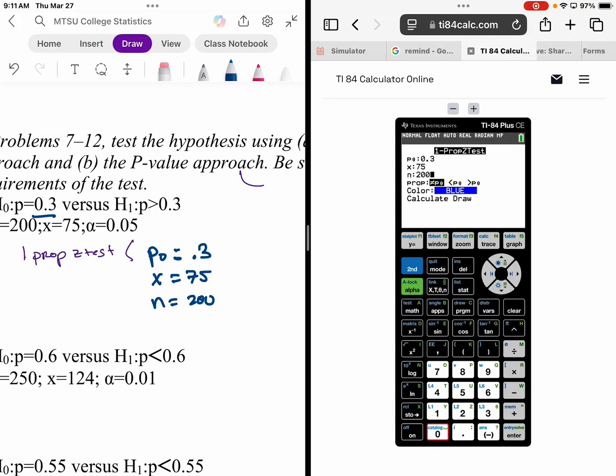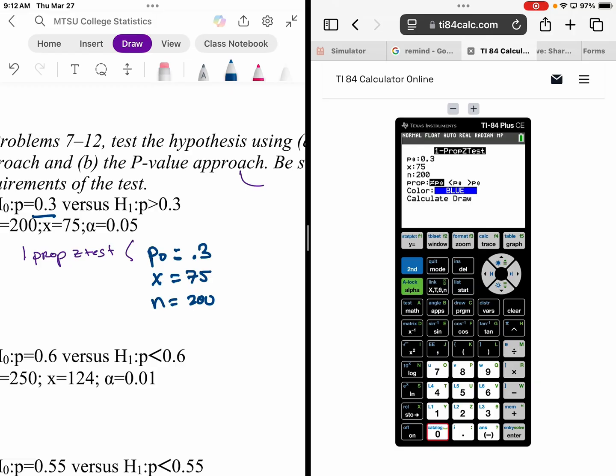If they just give us a proportion, like they give us the P and they give us a total number of the sample, but they don't tell us how many, then we would have to multiply whatever that proportion is times our sample size and get that X value for what's going on in our problem. Okay?